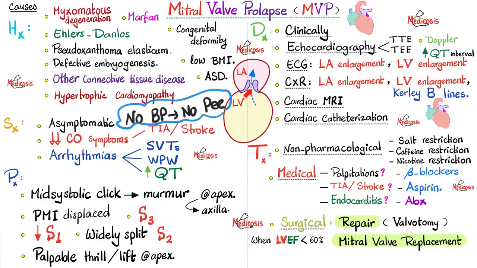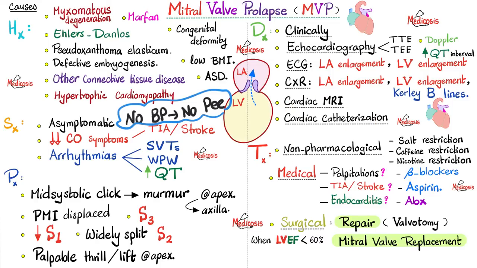The echocardiography will measure the distance of the bulge. If the bulge and parachuting of one or both leaflets is 2 or more millimeters, this fits the definition of mitral valve prolapse. EKG, we might appreciate the SVTs, Wolff-Parkinson-White, or prolonged QT interval. Left atrial enlargement, left ventricular enlargement can happen only if there is mitral regurgitation, not simply from the prolapse. Chest X-ray: left atrial enlargement, left ventricular enlargement, and Kerley B lines, and cephalization if there is pulmonary congestion, only if there is a regurgitation. Cardiac MRI can help, and cardiac cath.